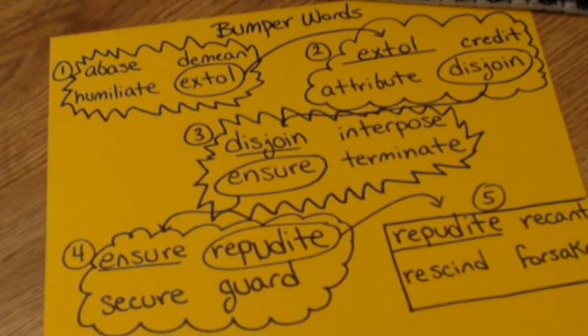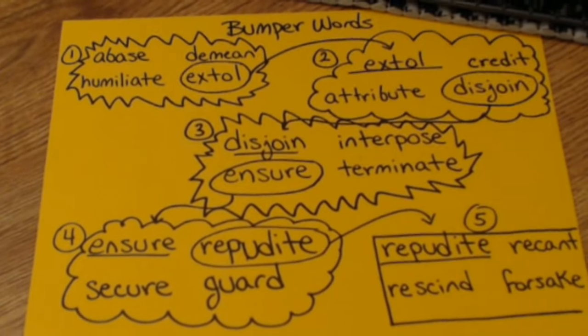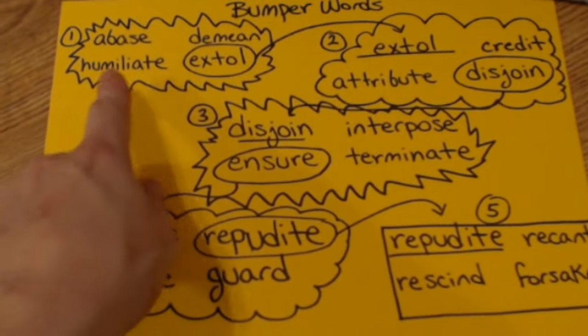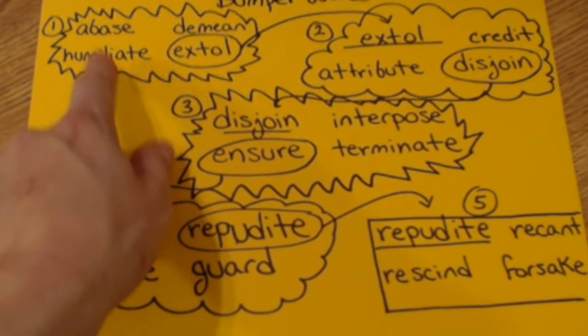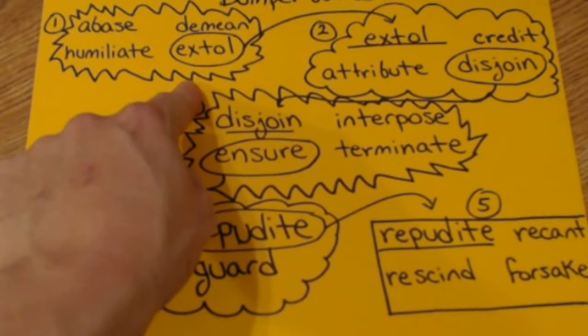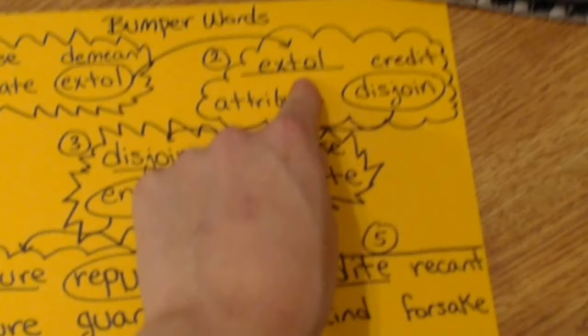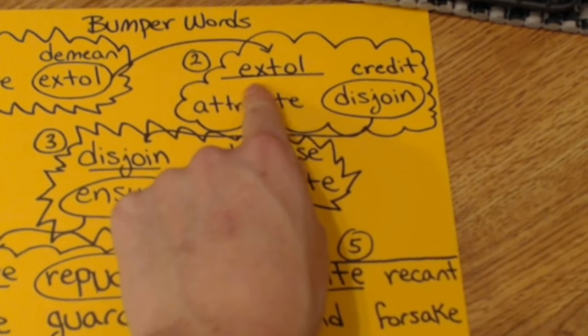I'm sorry. Alright, so this would be an example of either on the board or a worksheet, something like this, okay? So this one's already filled out, so just follow along with me here. So what you do is here's your group 1 of words. So we have 4 words in this group: abase, humiliate, demean, and extol. Alright, so it's already done. Extol doesn't fit into this group, so we bump it to the next group, right? So this would be like an answer line for the students.